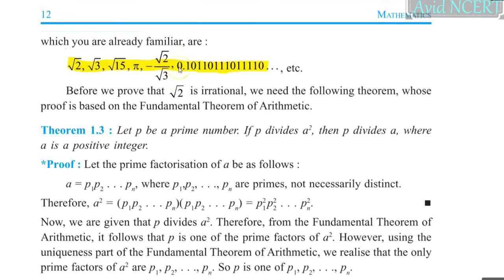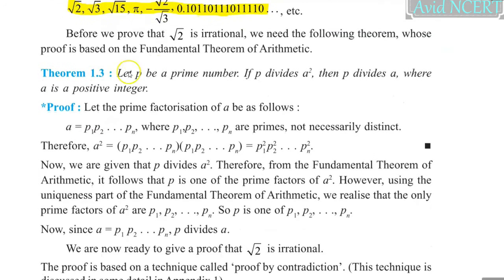Now, on page number 12, theorem 1.3: let p be a prime number. So p is a prime number, and if p divides a square, then p will also divide a, where a is a positive integer. This is an important theorem. The point you have to remember is, if p divides a square, then p will also divide a.